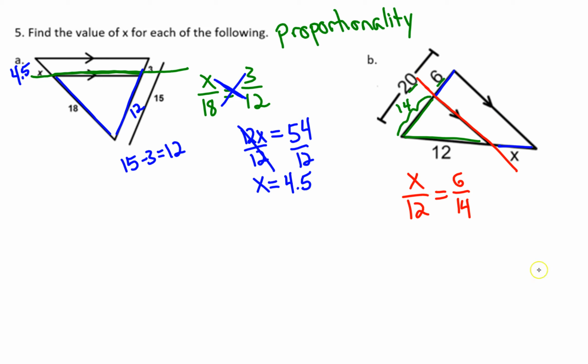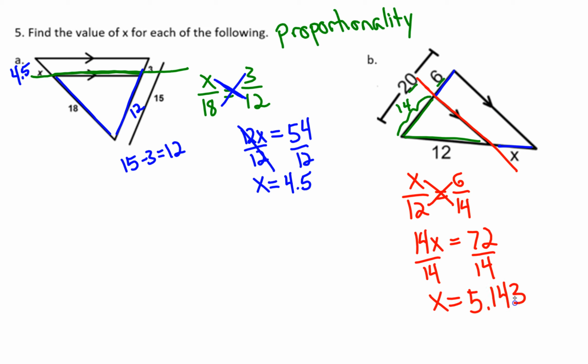Now from here, all we need to do is cross multiply and solve. So I'm going to do 14 times x, that gives us 14x. And 12 times 6, that gives us 72. Now, to solve this, we need to divide both sides by 14. And what we're going to get is x is approximately 5.143. So that's a rounded number, but that's what you would get if you wanted to approximate that value. So that is the proportionality theorem.